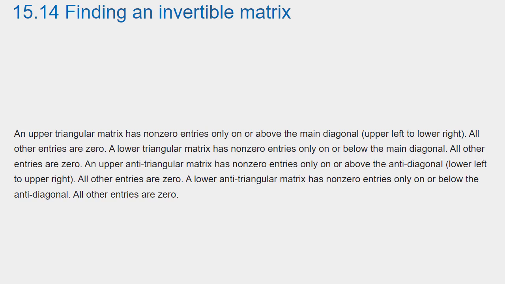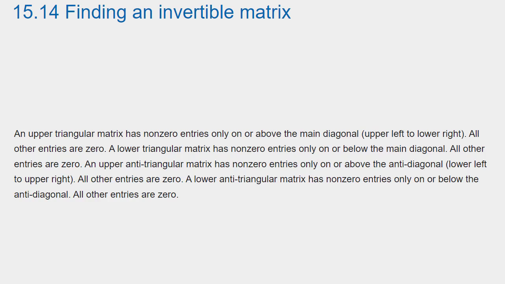An upper triangular matrix has non-zero entries only on or above the main diagonal, upper left to lower right. All other entries are 0. A lower triangular matrix has non-zero entries only on or below the main diagonal. All other entries are 0.